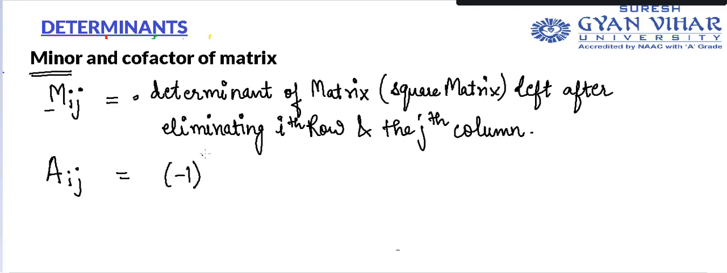-1 to the power i plus j, into M ij. So this is your cofactor. Now we'll move forward, and we'll understand this minor and cofactor with some examples.